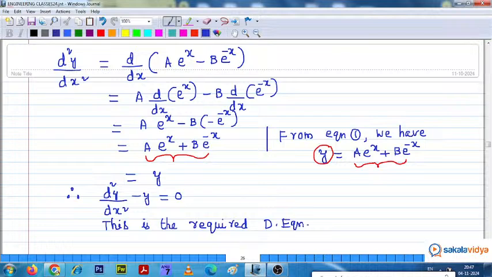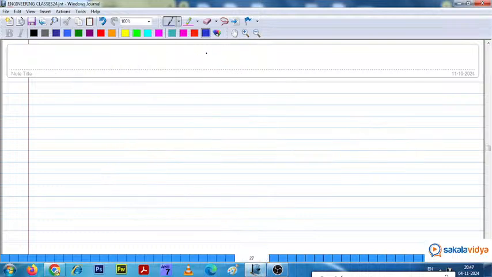Okay, I hope you might have followed this one. Okay, let us proceed to the next question. So fourth problem. Are you ready? Right, fourth problem. All of you note down the fourth question.